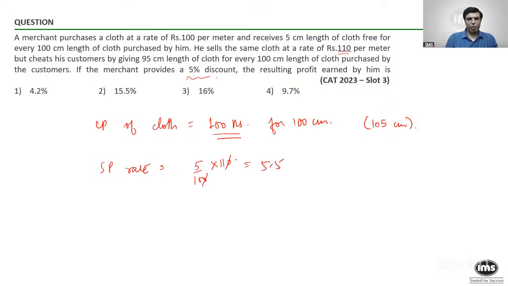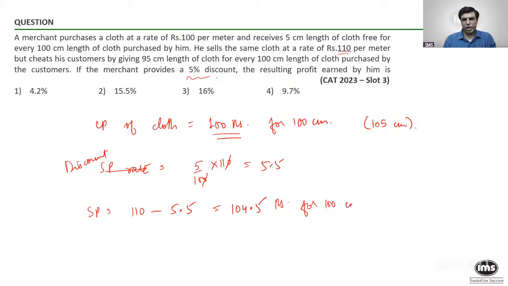So 5.5 rupees is the discount. So his selling price is 110 minus 5.5. That is 104.5. So he's selling this at 104.5 rupees. Okay. 104.5 rupees, he's charging you for 100 centimeter.